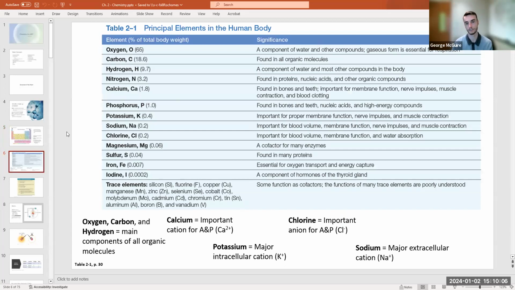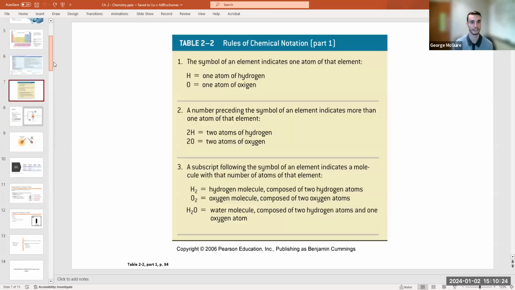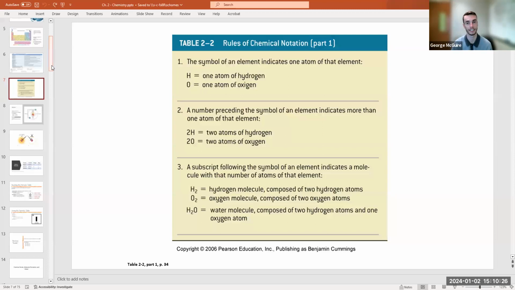And so, again, as I pointed out previously, mainly we're going to be talking about oxygen, carbon, hydrogen, nitrogen, and then some of our other important ions that play a role in a lot of our biological processes, like calcium, potassium, chlorine, and sodium. But you are not going to be asked to recognize every single atom or every single element on that table.